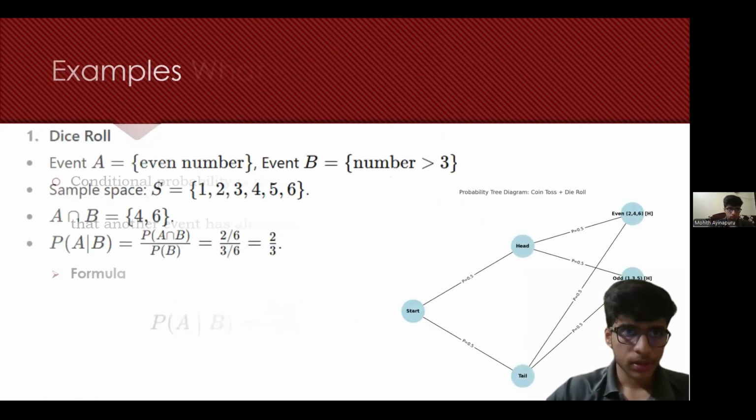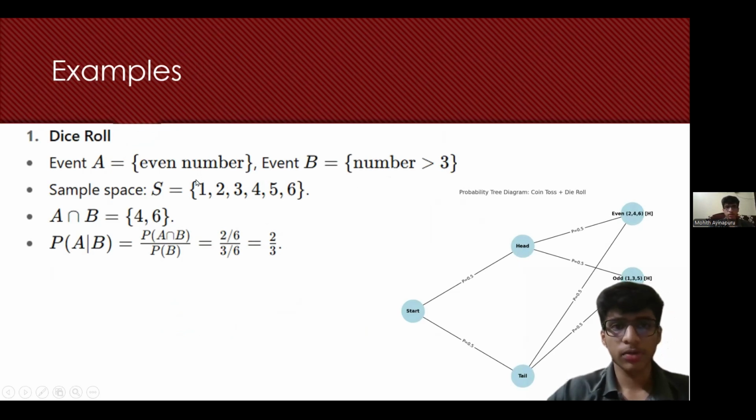Next slide. So example, rolling a dice. Event A is getting an even number when we roll a dice. What are the possibilities? 2, 4, 6. And event B is the number should be greater than 3. Event B has already occurred before the occurrence of A. So the numbers greater than 3 are 4, 5, 6.